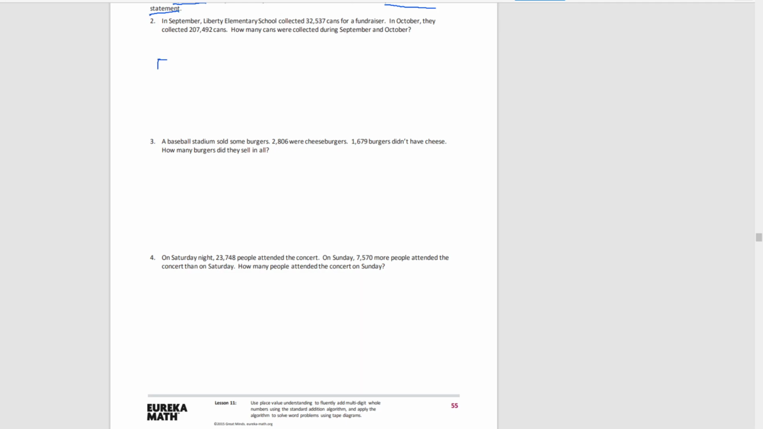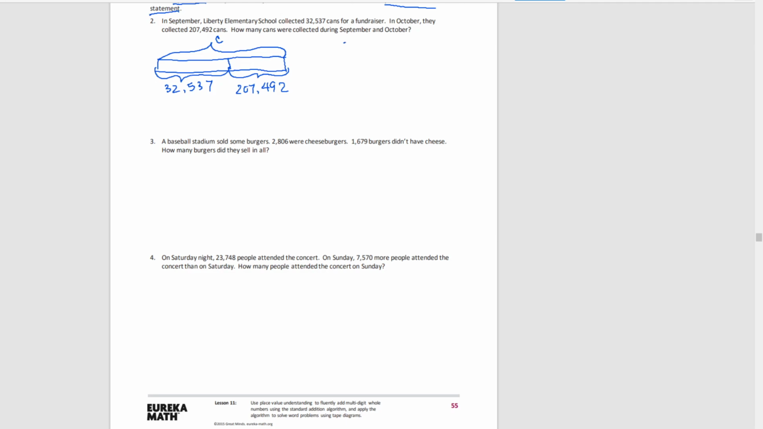Okay, so we see we're going to start with a tape diagram. And we have two parts to add together. Lincoln Elementary collected 32,537 cans for a fundraiser in September. And then in October, they collected 207,492 cans. And the question is, how much did they combine all together? So I'll do C to B. Cans are unknown, are variable.